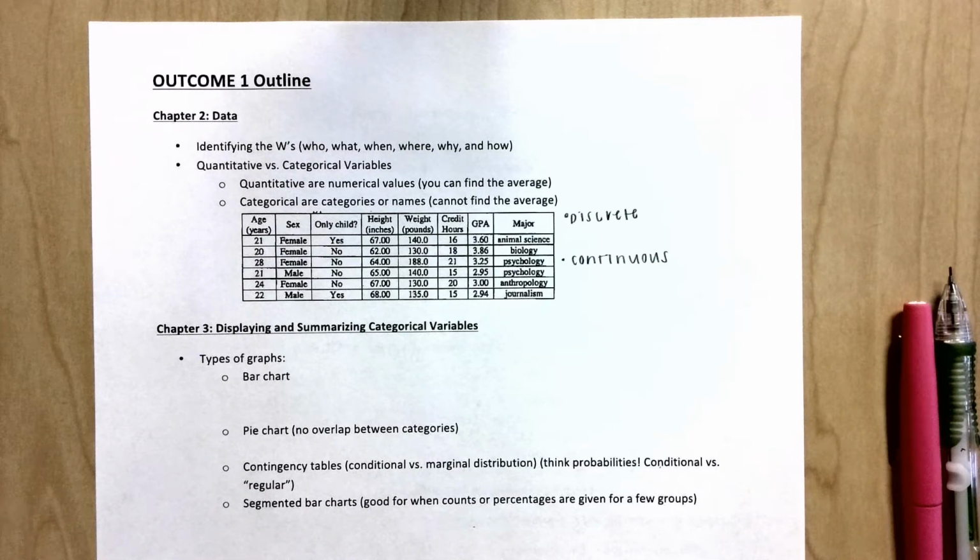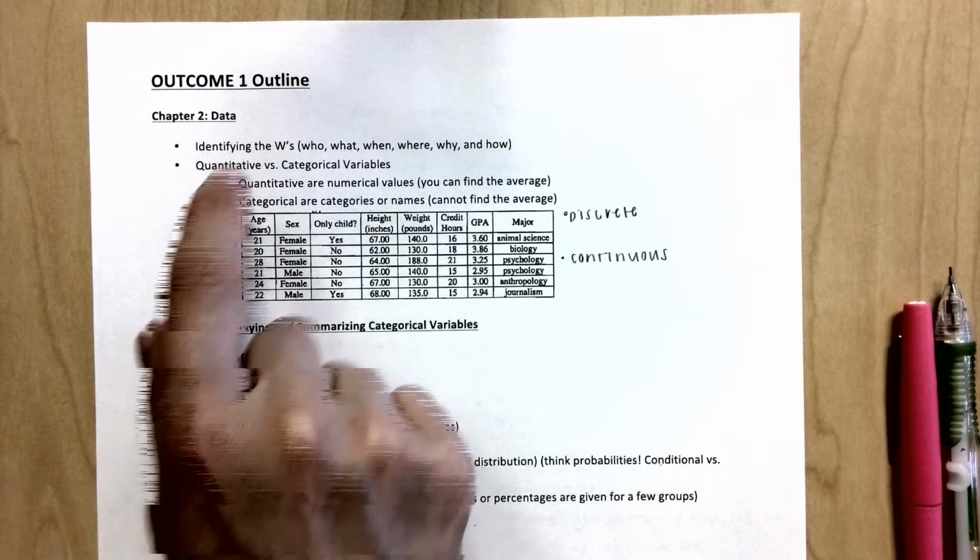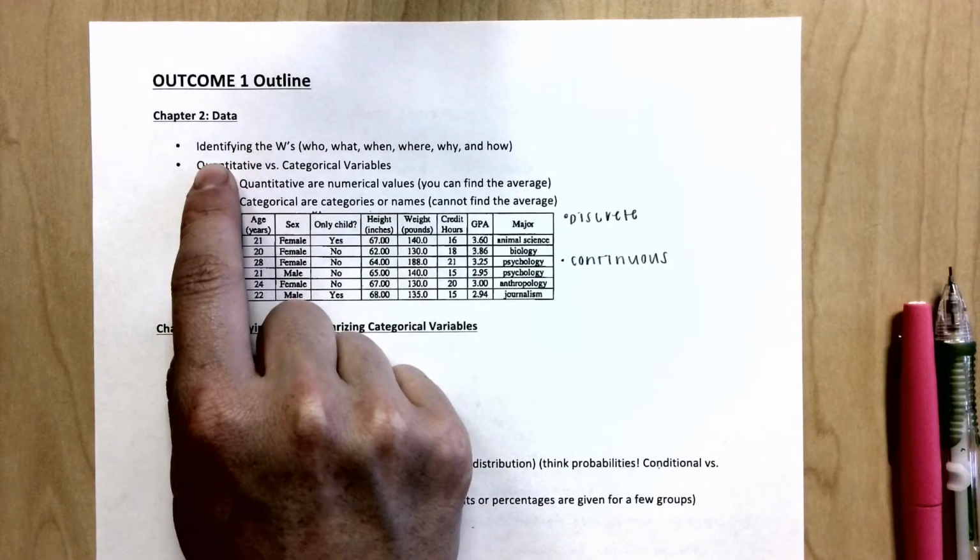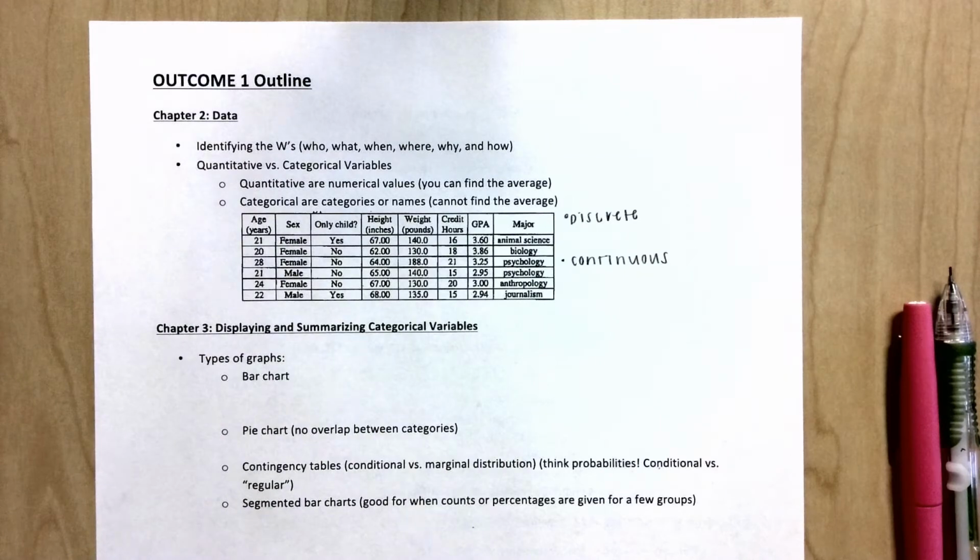Alright guys, in this video we are going to review some major concepts from Outcome 1. So the first thing that we talked about in Outcome 1 was all about data. When you're looking at data, we want to start with identifying the W's. So this is the who, what, when, where, why, and how of our scenario.